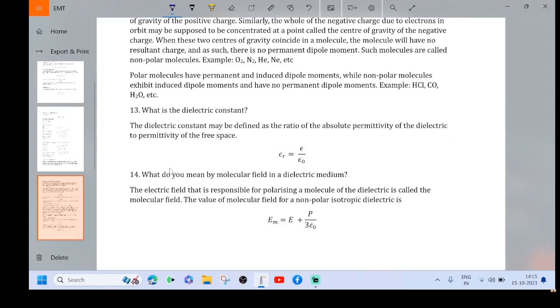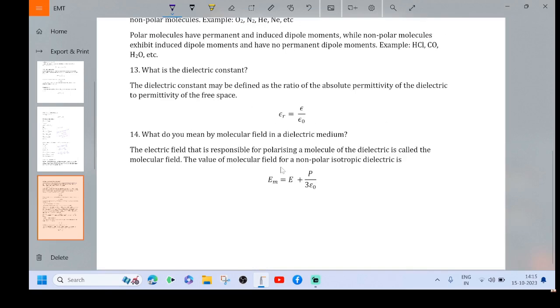What is meant by dielectric constant? The dielectric constant may be defined as the ratio of the absolute permittivity of the dielectric to the permittivity of free space. Epsilon r is equal to epsilon divided by epsilon naught. What do you mean by molecular field in a dielectric medium? The electric field that is responsible for polarizing a molecule of the dielectric is called the molecular field. The value of molecular field for a non-polar isotropic dielectric is E_m equals E plus P divided by 3 epsilon naught.